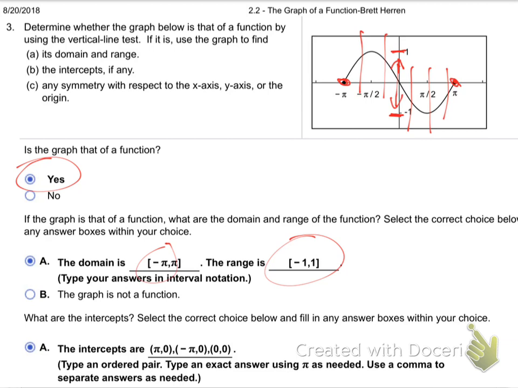Okay, now they're going to ask me for the intercepts. If you can see down here, (0, 0). Yeah, there's all the answers for the intercepts. It's this point, this point, and that point. Those are the intercept points. What are the coordinates of this point? (-pi, 0). So it's the intercepts of the x-axis, (0, 0). Oh, sorry, they're asking about any intercepts.